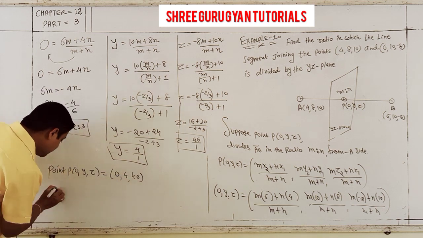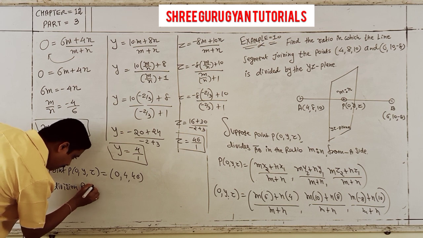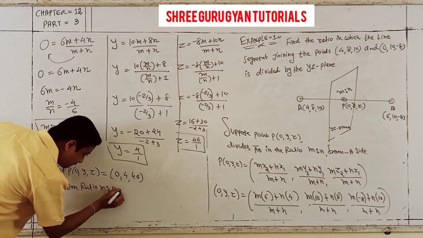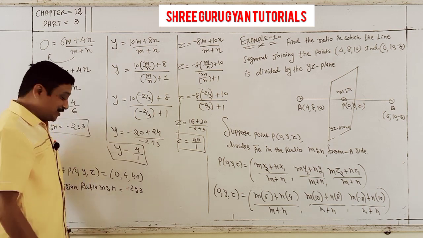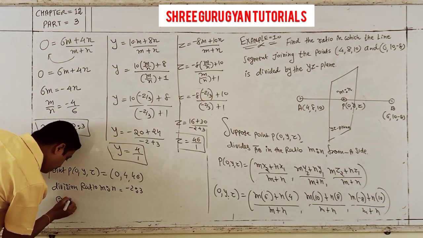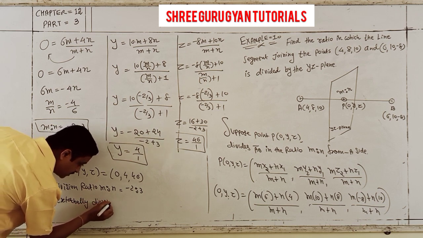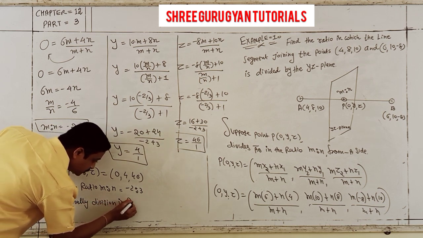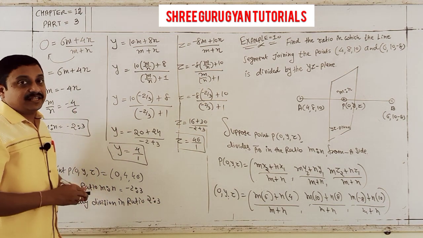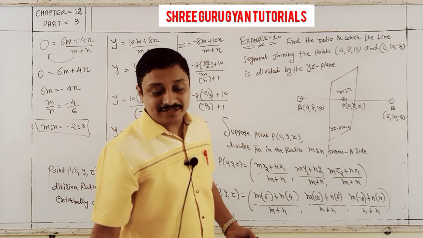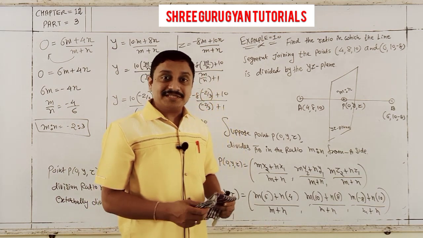And your division ratio, M ratio N, it is minus 2/3. It means externally dividing in the ratio 2 ratio 3. And that's why it is written externally. That's why I put minus, not written. Now students, our question, example 10, is done.